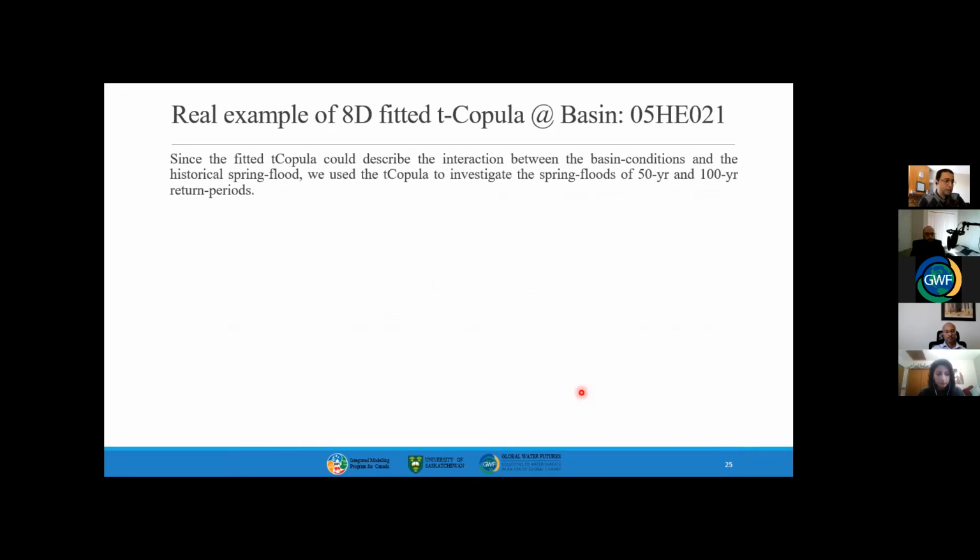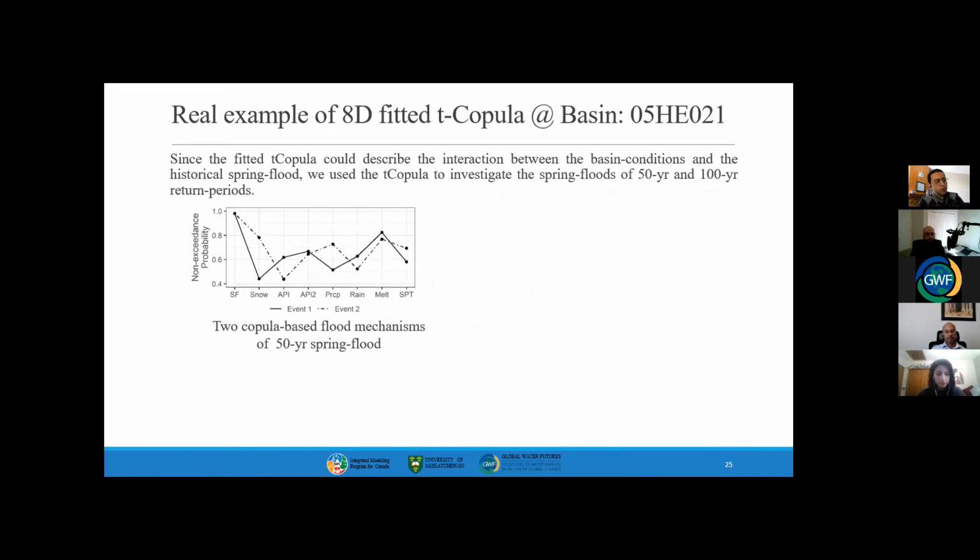So, since the fitted copula could describe the interaction between the basin conditions and the historical spring flood, we used the copula to investigate the spring floods of 50 years and 100 years return periods. So this figure shows 2 events generated from the copula. And here event 1 is presented with a solid line and event 2 is presented with a dotted line, and both of them would lead to a flood equivalent to 50-year return period. They are most likely to lead to this flood based on the copula.